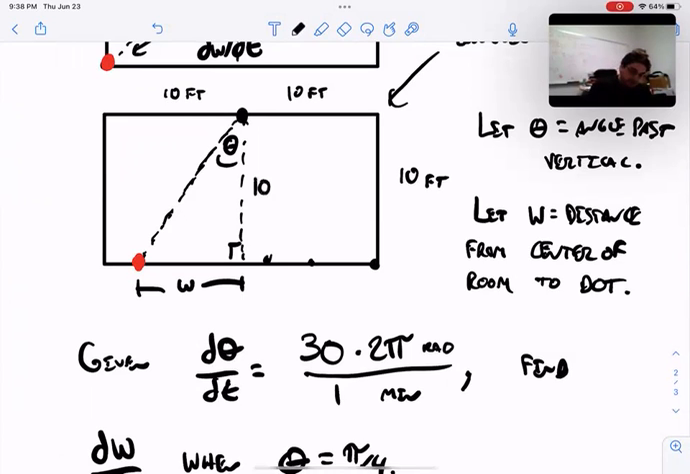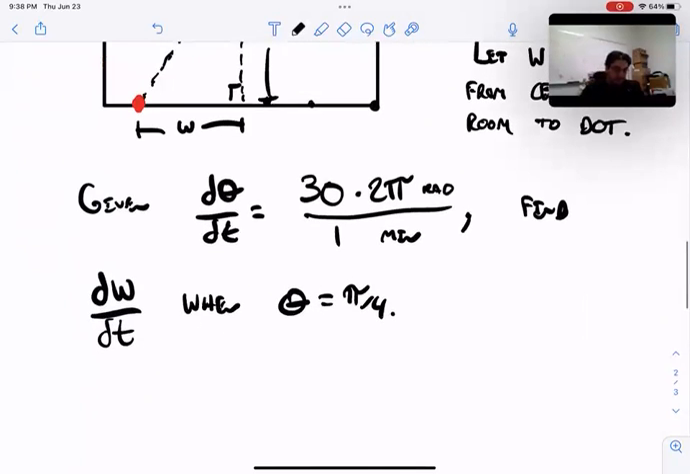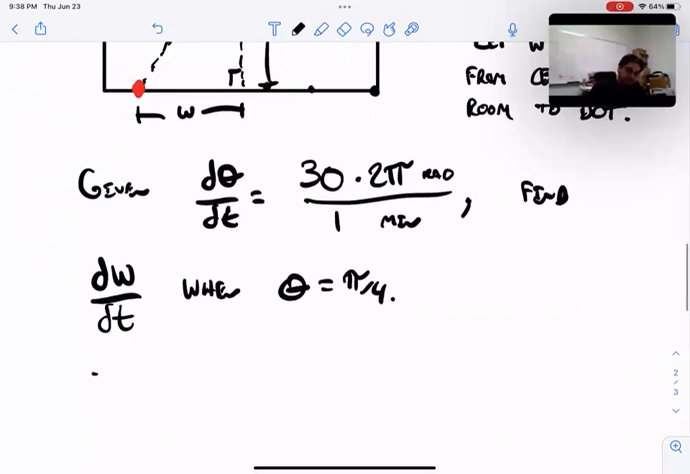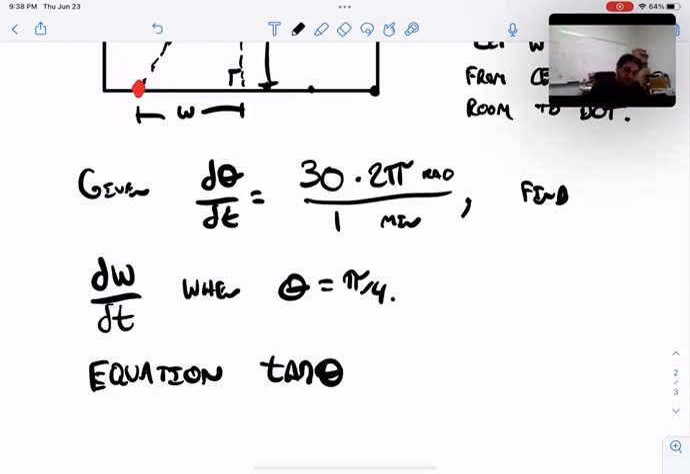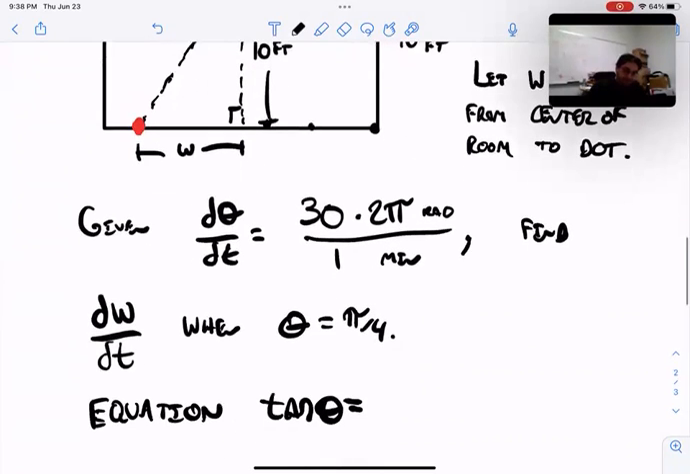I also have the adjacent side in that right triangle. If I have an opposite and an adjacent side labeled with an angle in a triangle, then the natural relationship to use is just the definition of the tangent. So the equation I'm going to use is tangent theta equals opposite over adjacent, so tangent theta equals W over 10. That's our equation, the definition of tangent.